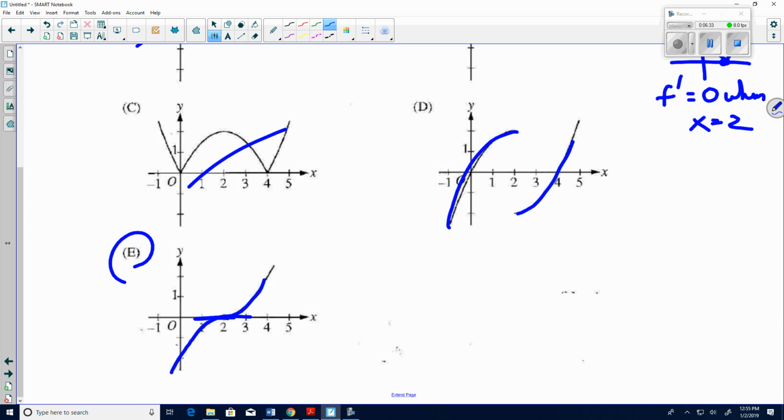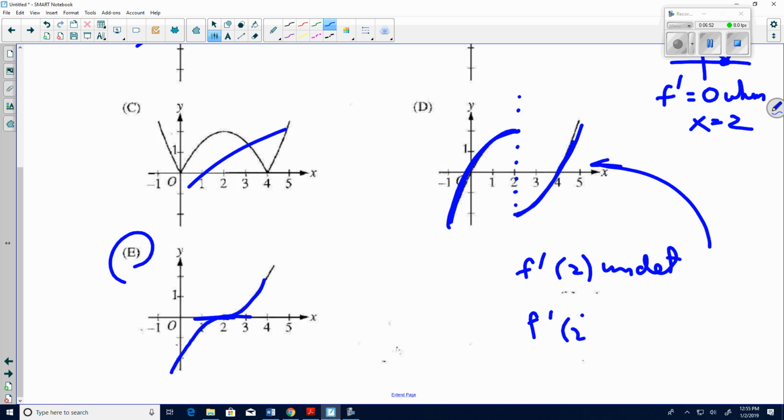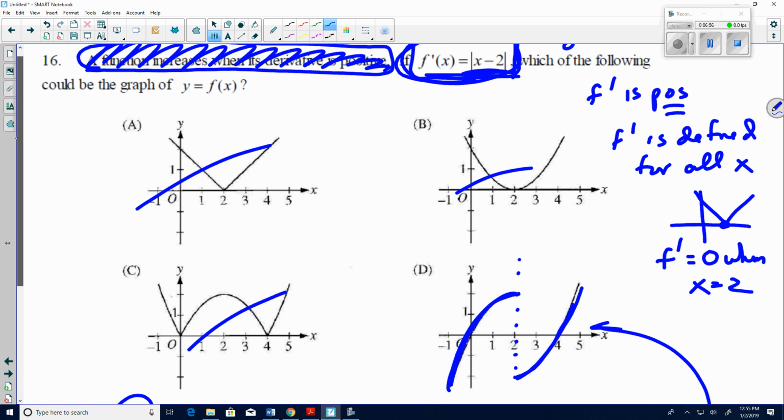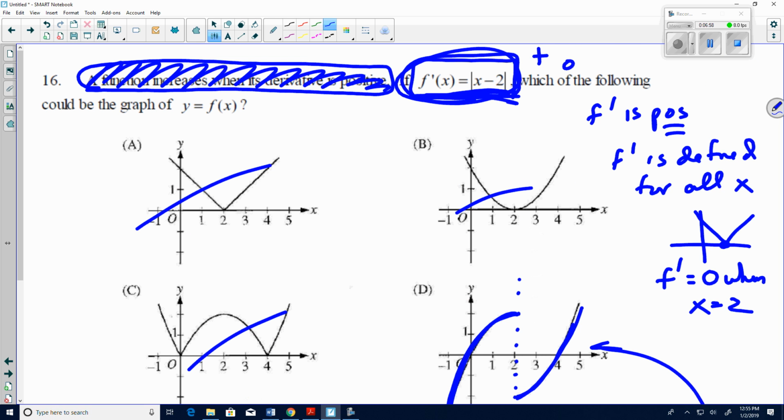Why not this one? Here, if this were the original function, then you could not talk about the derivative at the point of discontinuity. Here, f prime of 2 would be undefined in this graph. But we know that f prime of 2 is in fact equal to 0, right? We know that because we were given the derivative. You put 2 into here, and sure enough, you would get 0. So the choice D is out. The choice E is the right answer.